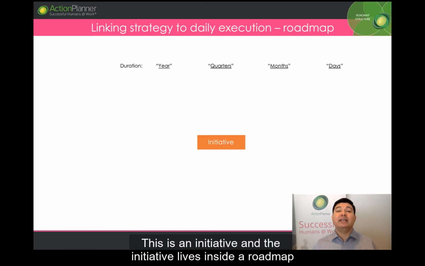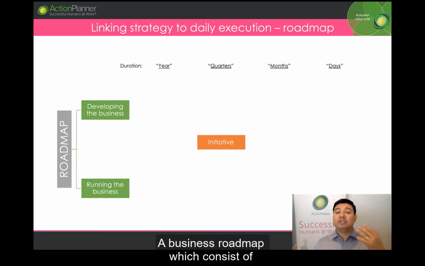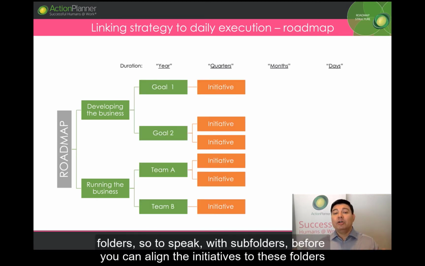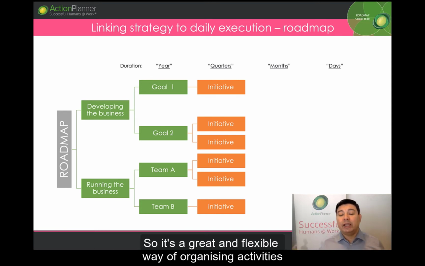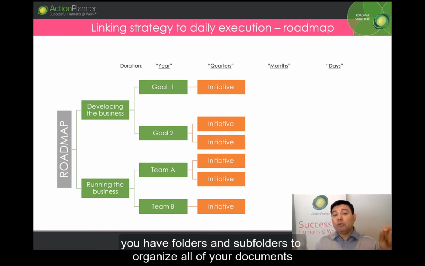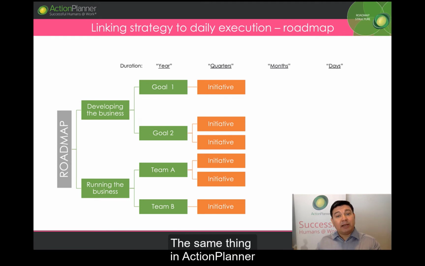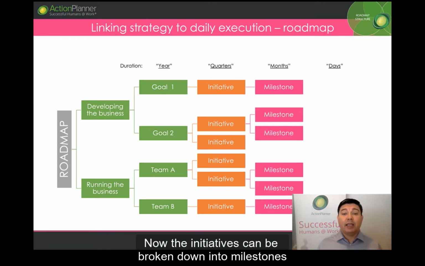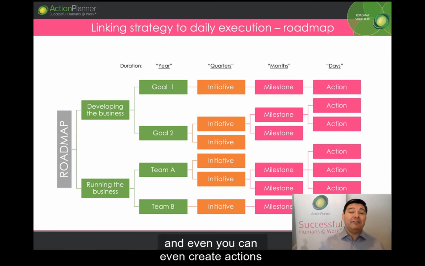This is an initiative, and the initiative lives inside a roadmap, a business roadmap, which consists of folders, so to speak, with subfolders, before you can align the initiatives to these folders. So it's a great and flexible way of organizing activities, very much like when you look at your file structure on your computer, you have folders and subfolders to organize all your documents. The same thing in Action Planner. We have folders and subfolders to organize initiatives. Now the initiatives can be broken down into milestones, and even you can create actions.